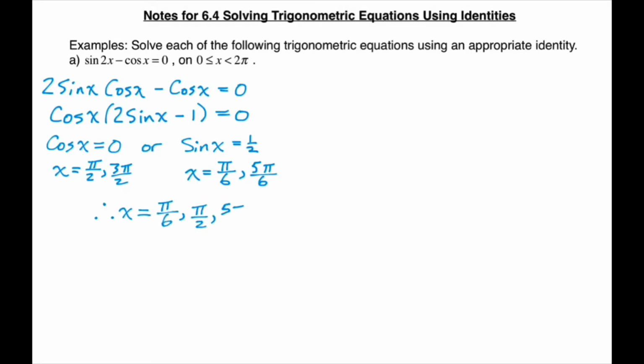Once you're done, if you like, you can put all of the roots in order. So I just put them in order from least to greatest. So the smallest root is pi over 6. The next one is pi over 2. The next one is 5 pi over 6. The next one is 3 pi over 2. And that completes the first example. Let's take a look at what's next.